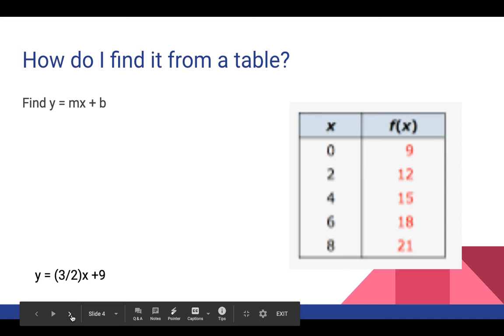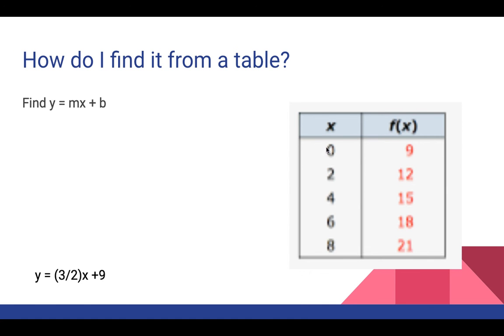How do I find y = mx + b from a table? So here I have a table. I notice the y is adding by 3 and the x is adding by 2. So my y-intercept is (0, 9). So my b is equal to 9.